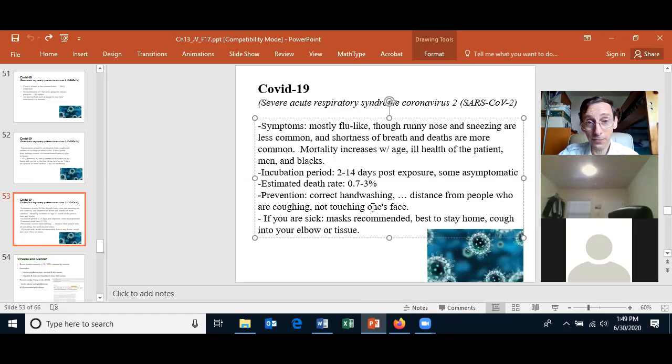Prevention: hand washing. You should wash your hands for 20 seconds. Wash your entire hands. Keep your distance from people. Keep at least 6 feet away. Don't touch your own face because you can get infected. And this isn't on here, but I should put it there. And that is, if you're going out in public, you should be wearing masks.